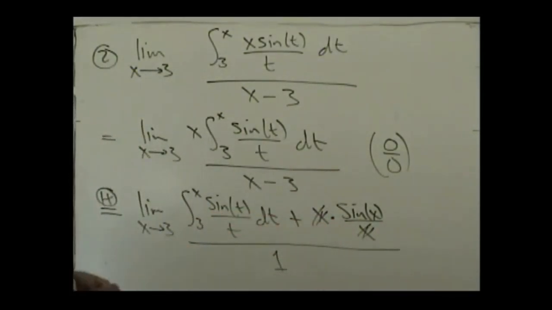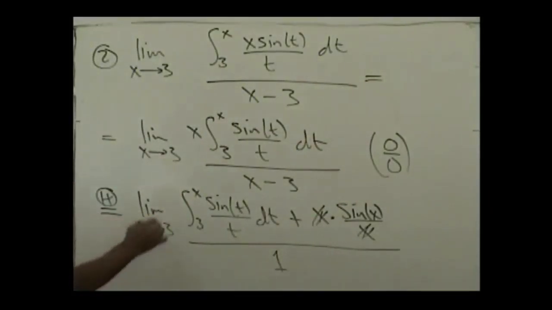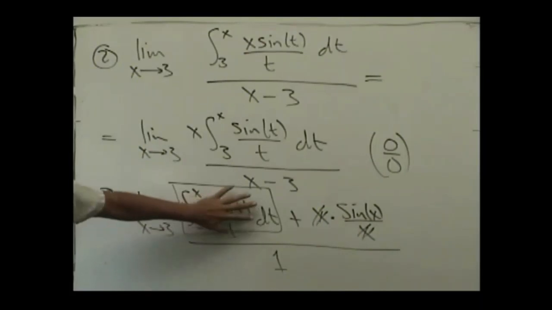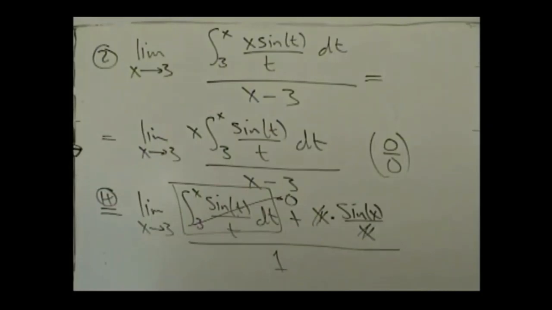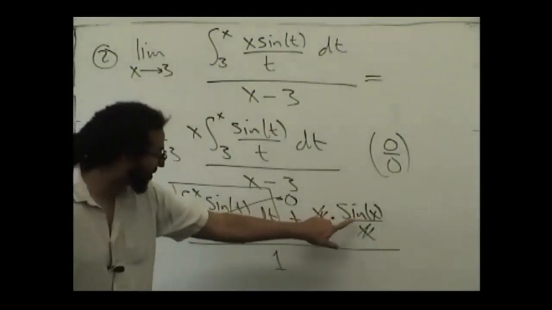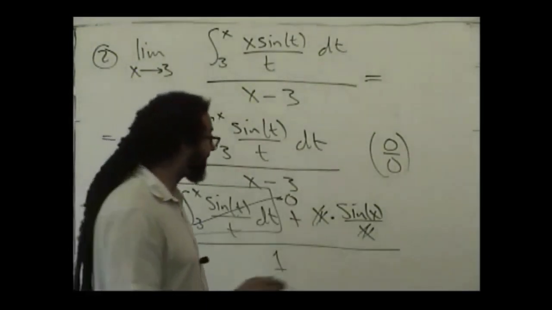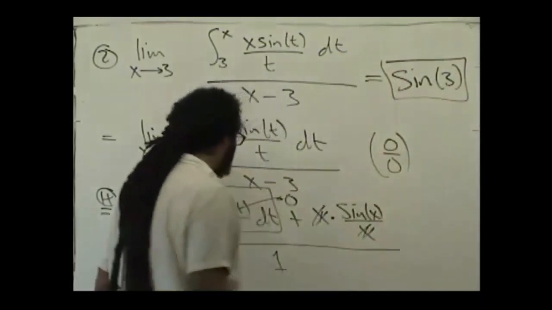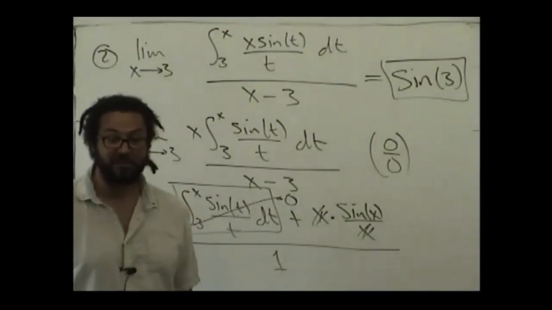So now, what's this thing going to be? The limit as x approaches 3 of this thing, the integral from 3 to 3 is just 0. And so all of this just goes to 0. So that's this first piece. And now the limit as x approaches 3 of sine of x, well, that's just the sine of 3. So that would be a good final answer. So this is just the sine of 3. We got that by L'Hopital's rule and the fundamental theorem of calculus.